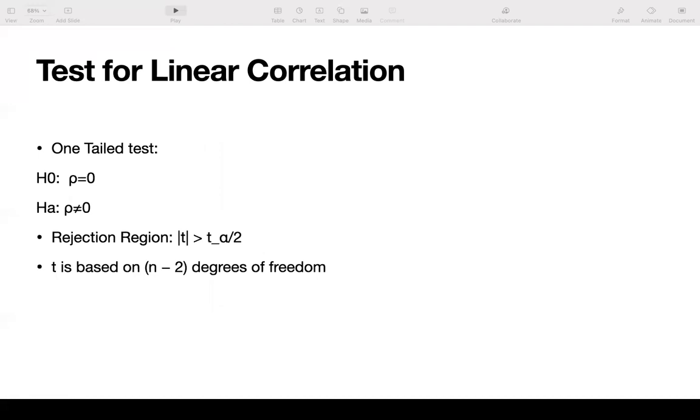So this should be the two-tailed test, and the null is rho equals 0, and the alternative is rho does not equal 0. And we have the rejection region where the absolute value of t is larger than t alpha divided by 2. So here t is based on n minus 2 degrees of freedom.